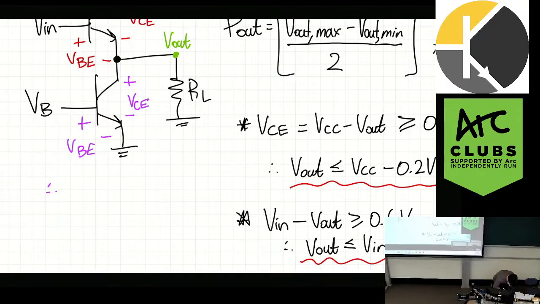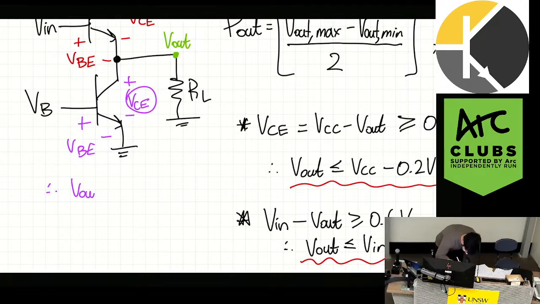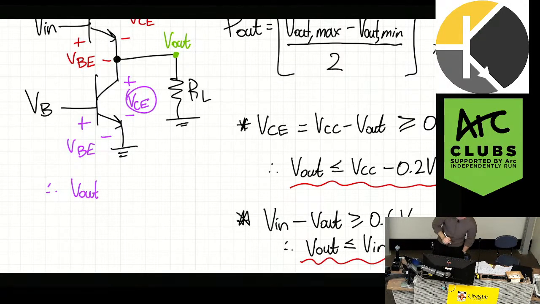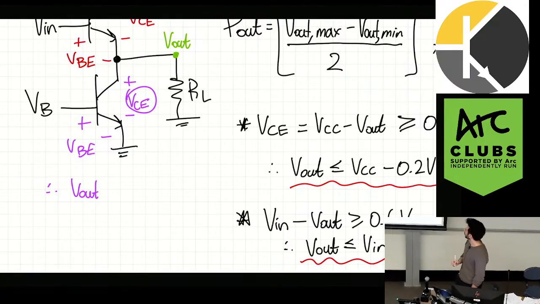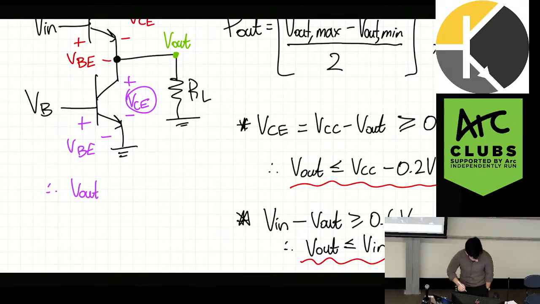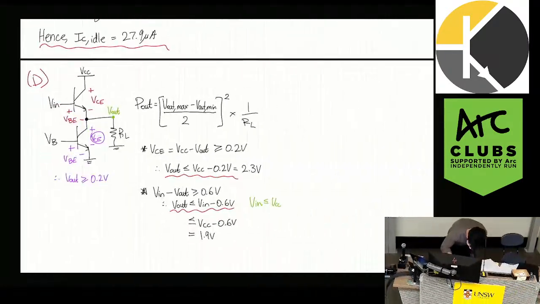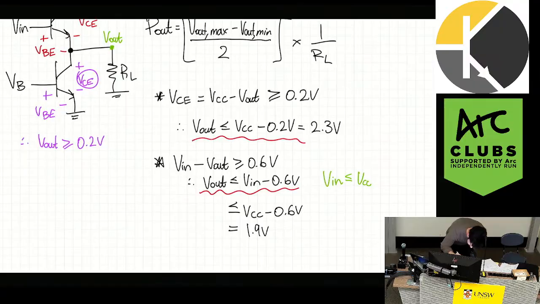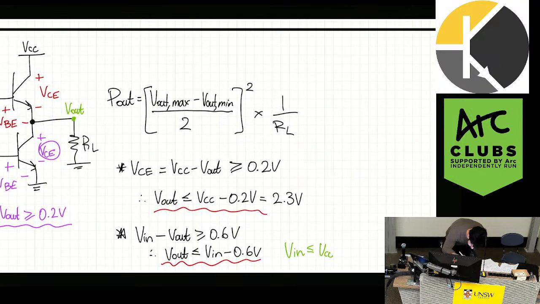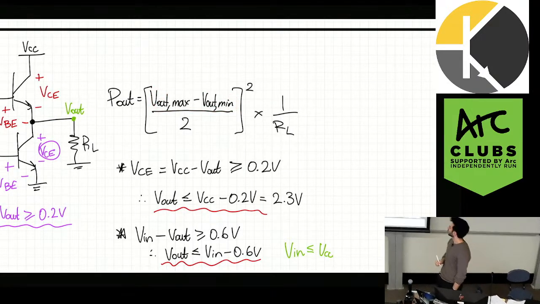So we're looking at this VCE. So we say Vout minus, what's the emitter at? Ground. So nothing. So then greater than or equal to 0.2 volts. So then we have a lower bound. So this is my lower bound, and my upper bound is here. So then you can sub in your upper and lower bound here, right, like that.